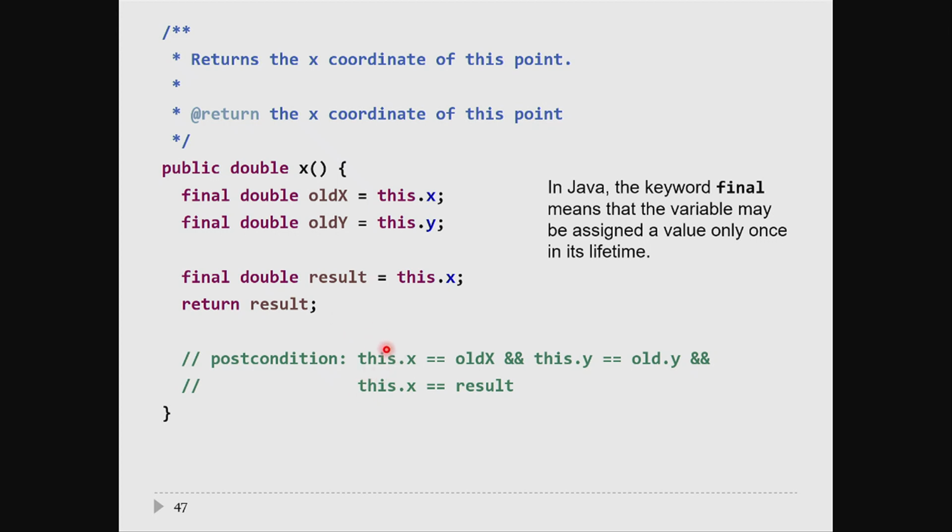And now you can write your postcondition. Your postcondition is that this dot x equals old x. In other words, the x-coordinate doesn't change. And this dot y equals old y. In other words, the y-coordinate doesn't change. And this dot x is equal to the result. You actually returned the x-coordinate of the point. That's what you have to write if you actually want to write a postcondition for this method, which I think you can all agree is awful.